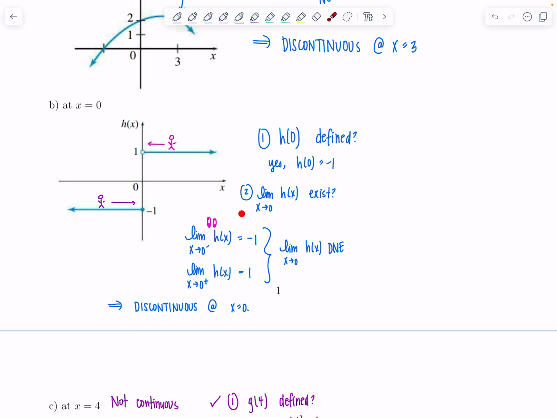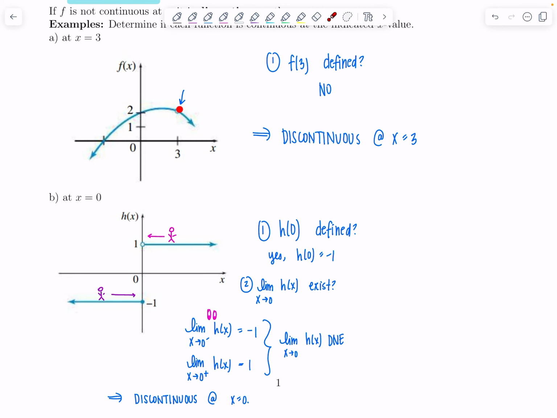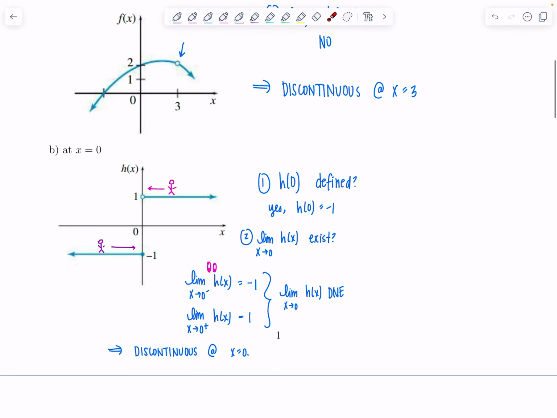The limit didn't exist. And you can see we're not able to fix the discontinuity or remove it by simply filling in or redefining a point somewhere. It's because the limit from the right and left are not equal at x equals 0. So this is not removable. This one is removable. We would just need to fill in this point here.